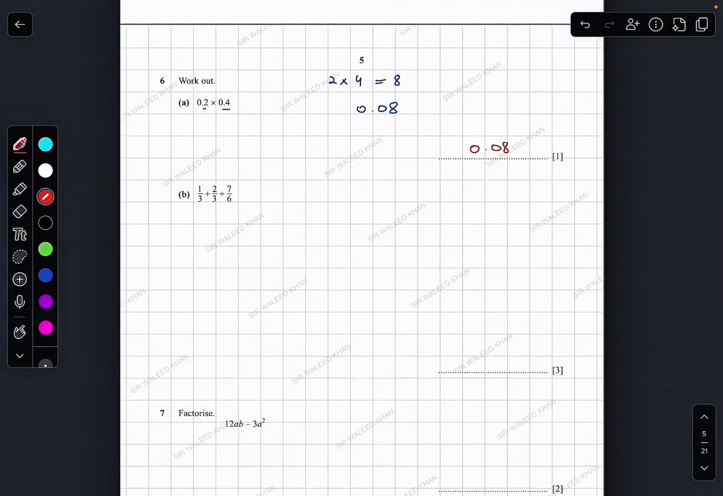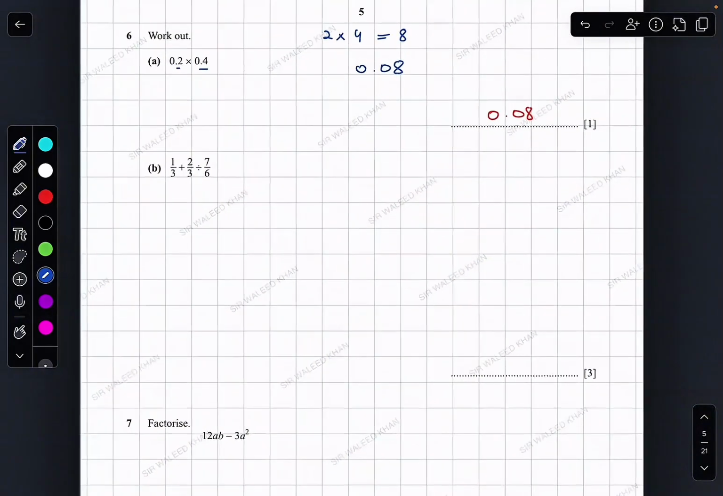This one over here. Again, what we are supposed to do over here, first, let's change this division sign to multiplication. So we have to take the reciprocal of this. Then multiply them first. Don't add them. So we can cancel this out. We have 4 over 7 and then add them. 1 by 3 plus 4 over 7.